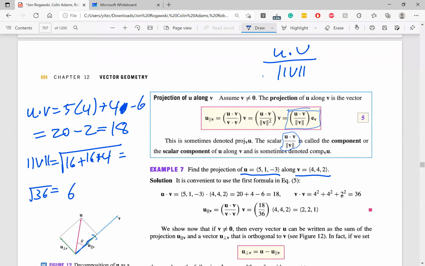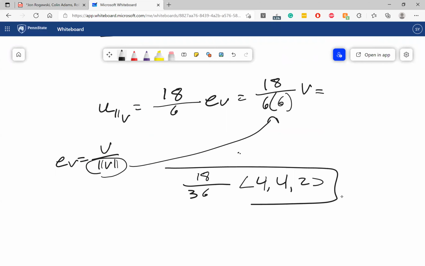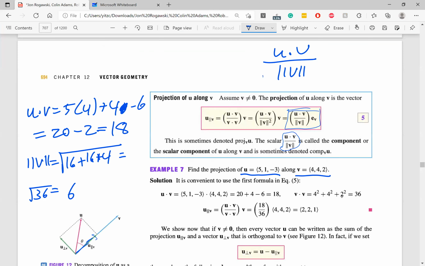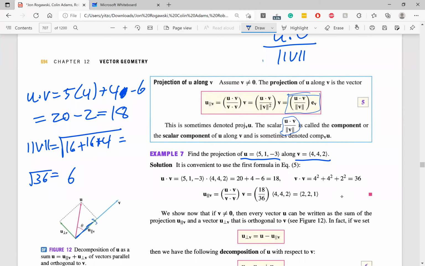Okay. And this is a new vector. It is going to be 4 divided by 2, 4 divided by 2, and 2 divided by 2. And this is our new vector. So this is the projection of U onto V. Any questions?